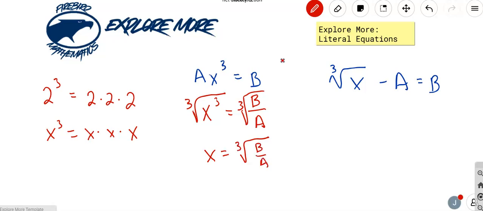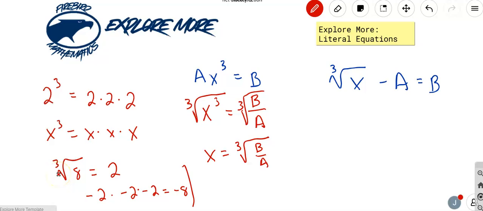Now, when we take the cube root of a value, we do not do the plus or minus. And that's going back to our example over here. If you take the cube root of 8, the only answer that makes sense is 2. Because if you had negative 2 times negative 2 times negative 2, that answer would be negative 8. And so the plus or minus does not apply with cube root functions.